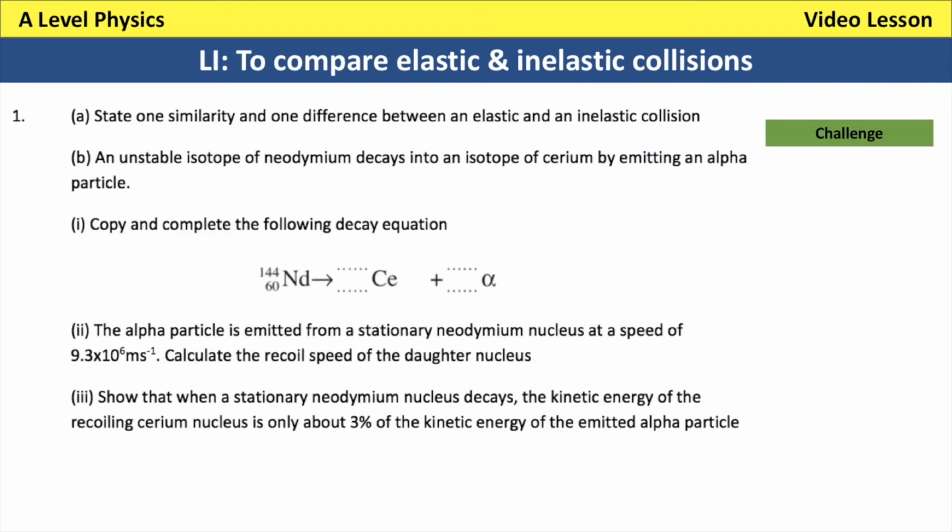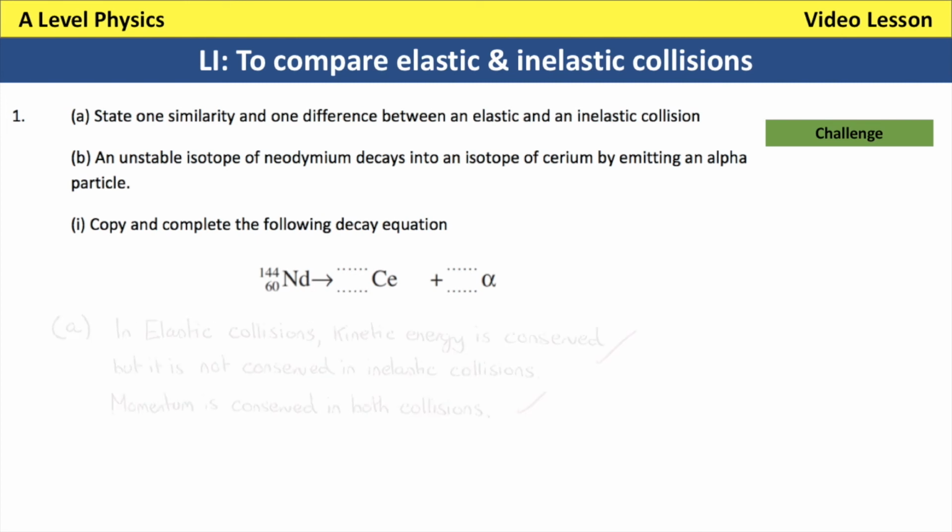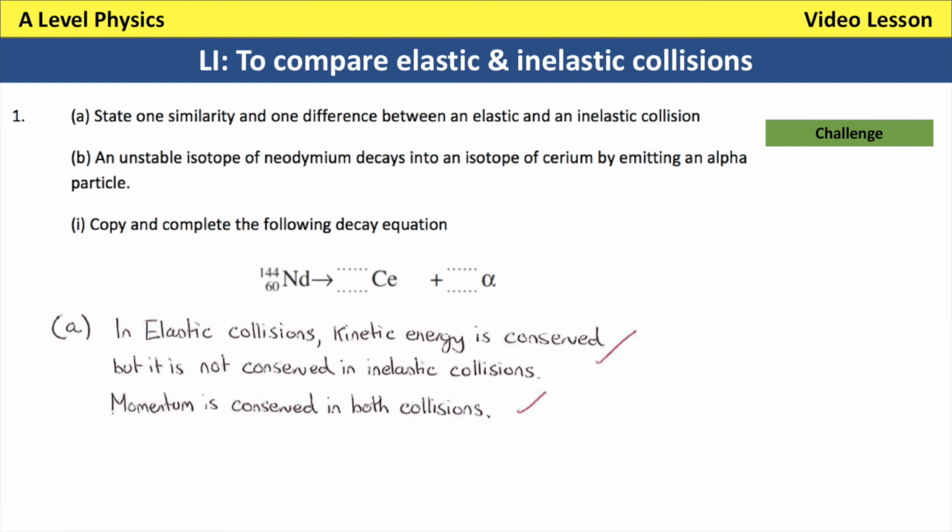Okay, stretch and challenge questions. This is linking into some of the particle physics topics, as you'll see later on. But for 1A, it simply says state one similarity and one difference between an elastic and an inelastic collision. Well, a similarity is the momentum has to be conserved in both of those situations. However, in an elastic collision, kinetic energy is conserved, whereas in an inelastic collision, kinetic energy is not conserved.